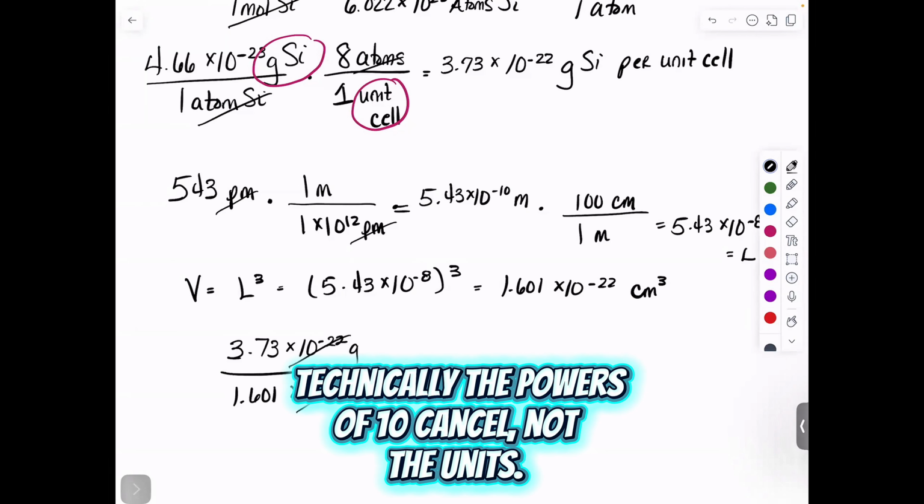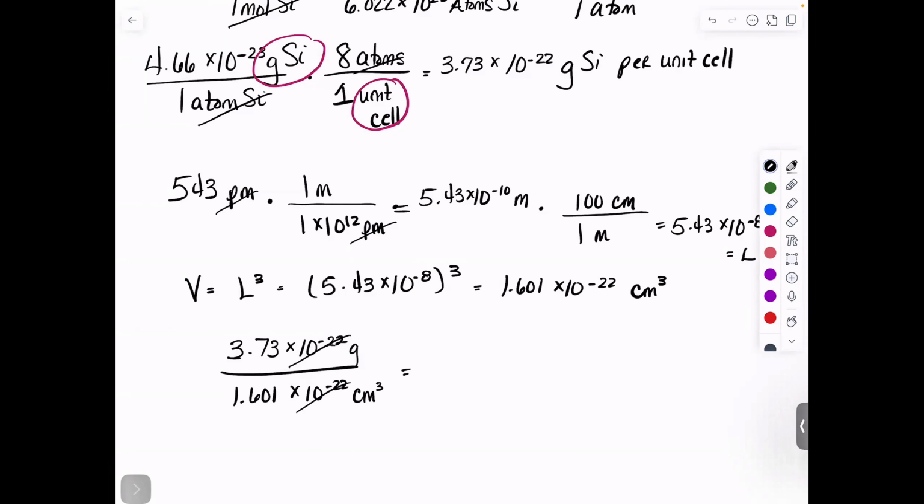Luckily, these two units just cancel each other out, since both numerator and denominator have 10 to the negative 22. So essentially you're just dividing 3.73, or roughly 3.7, by 1.6. And yeah, this answer gets me closer. If you round, it's 2.33 grams per centimeter cubed. And if you do a search on silicon's density, you should get roughly that number at room temperature. So that's your final answer.